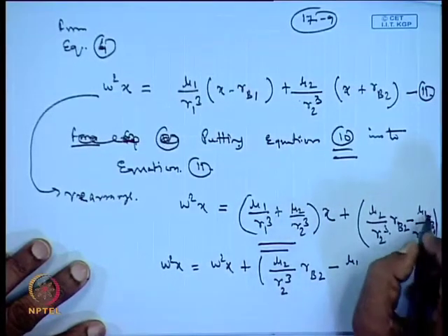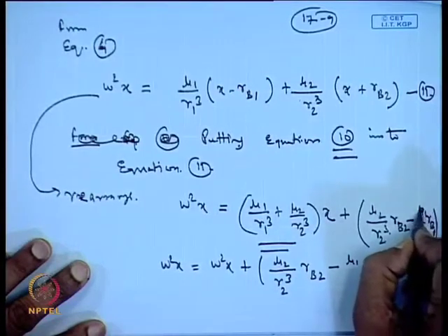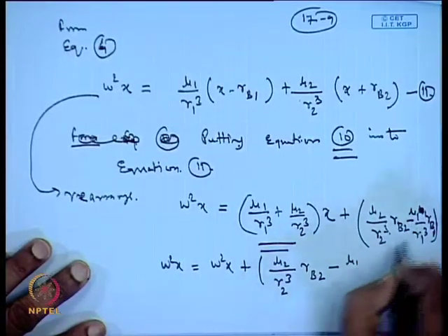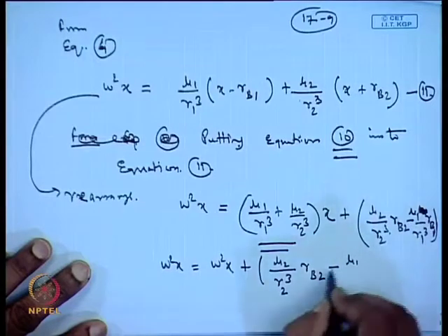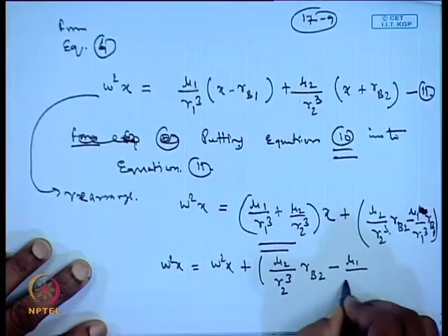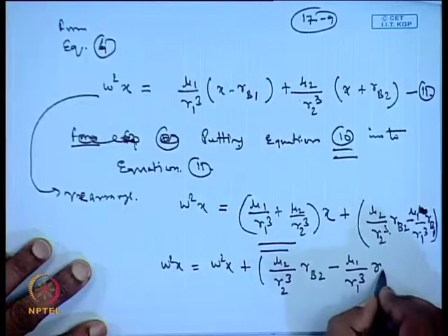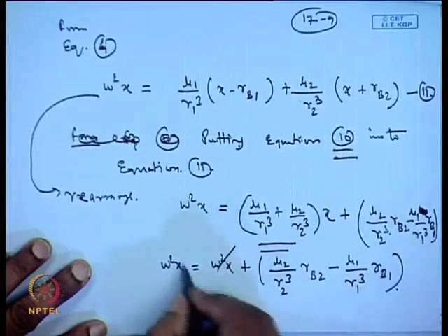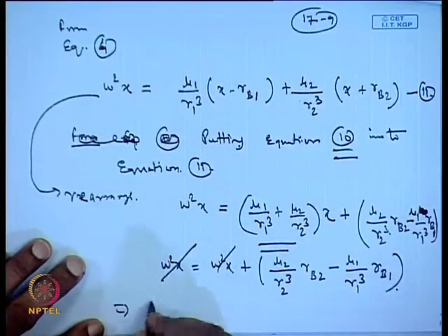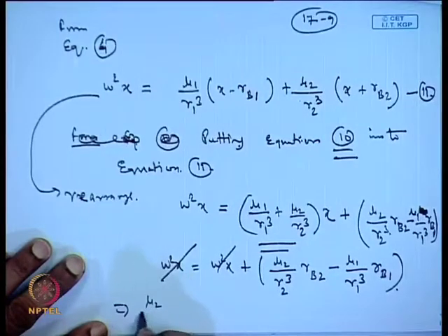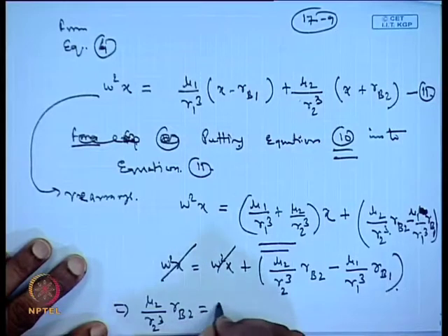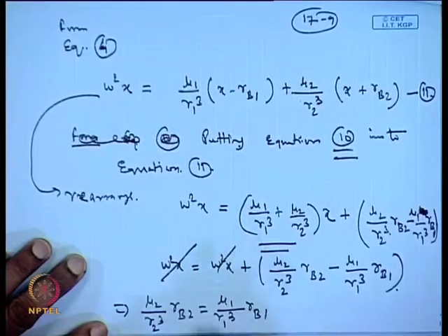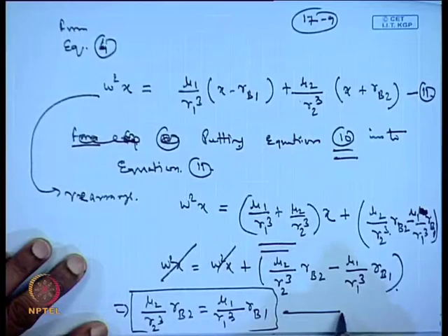So, this is mu 2 minus mu 1, so they cancel out, and this implies mu 2 by r 2 cube times r b 2 equals mu 1 by r 1 cube times r b 1, and this we term as our equation number 12.